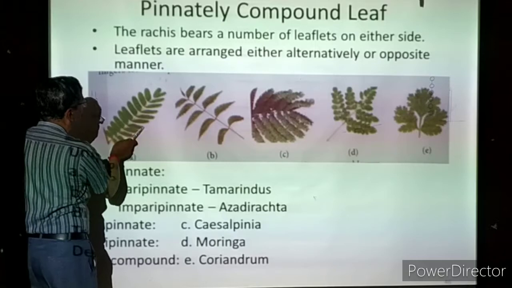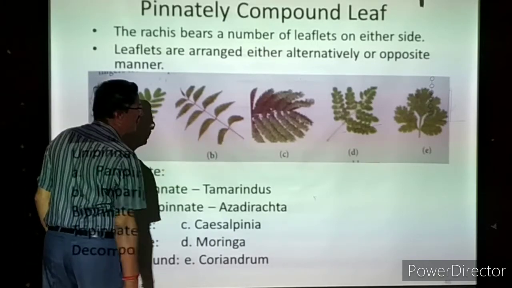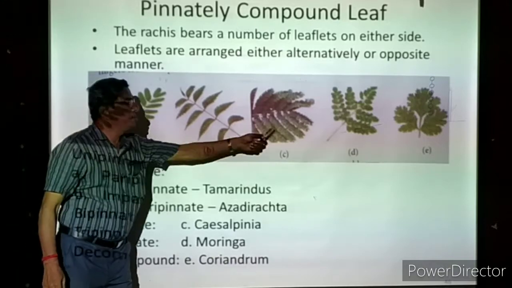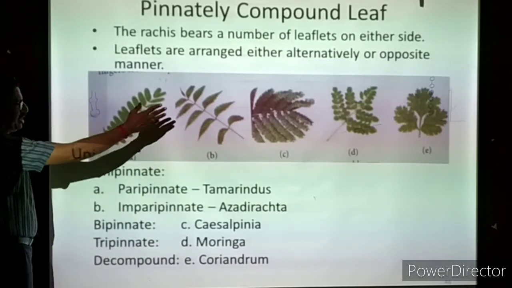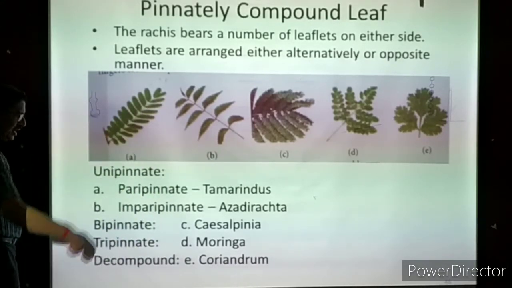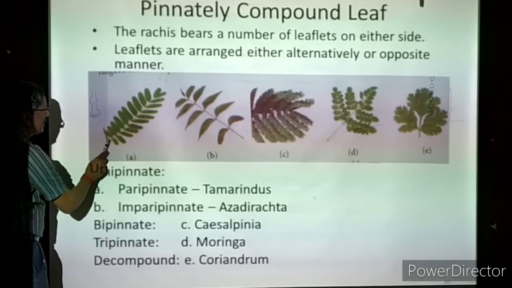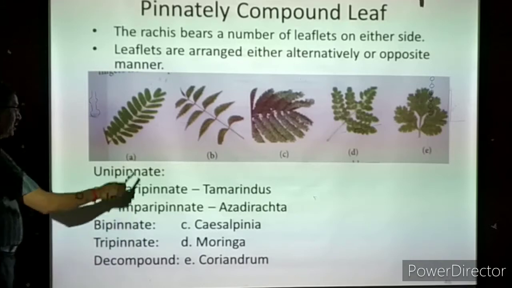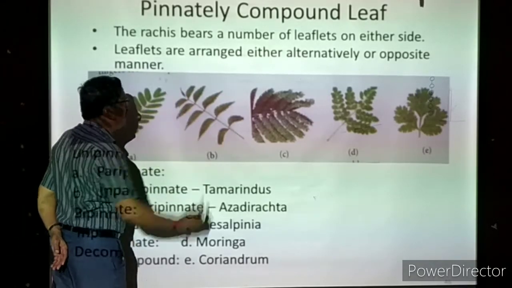Or it may be opposite. Now everywhere in the diagram, everything is opposite. We are going to take different types of pinnately compound leaf. In the picture, there are 5 pictures, so 5 different types we are going to study. The first one is unipinnate, otherwise we can say unipinnately compound leaf.